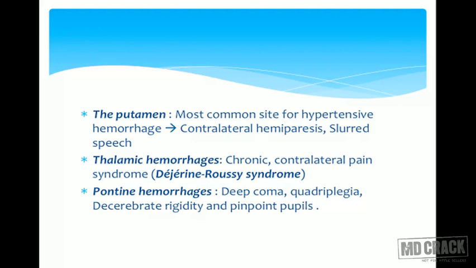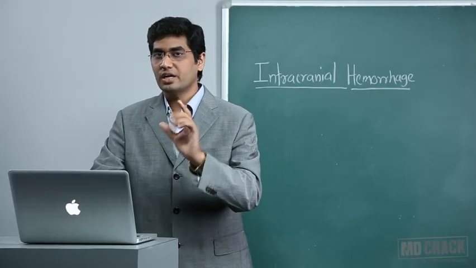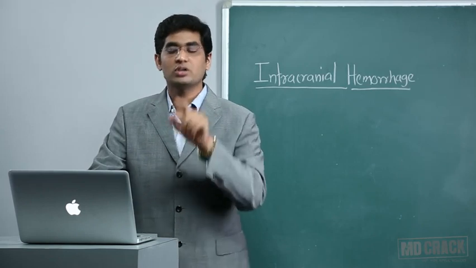And such a patient will present with contralateral hemiparesis and slurred speech. Contralateral hemiparesis because of involvement of your pyramidal tract, and slurred speech is because of involvement of the upper motor neuron palsy of the facial nerve. So contralateral hemiparesis and slurred speech. And if you do a CT scan, you will see a nice hemorrhage in the putamen.